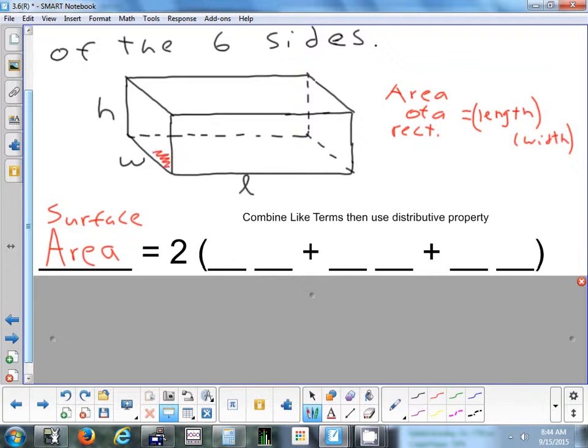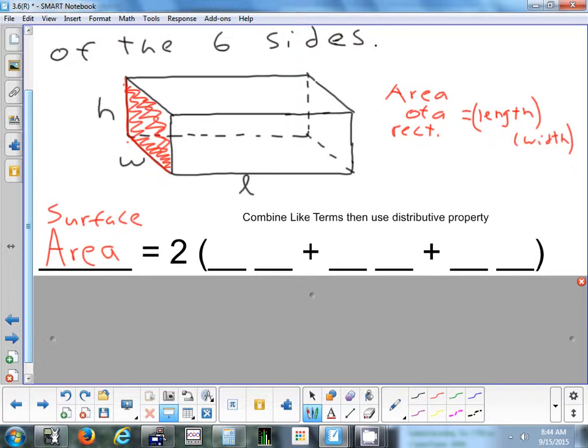Let's do the one on the left. I'll color it in so you can see which one I'm talking about. That's supposed to be the left-hand side of the box. What are the dimensions of that rectangle on the left-hand side? What are the 2 letters we're going to multiply there? H and W. So we have H, and then we have W. Those are the 2.